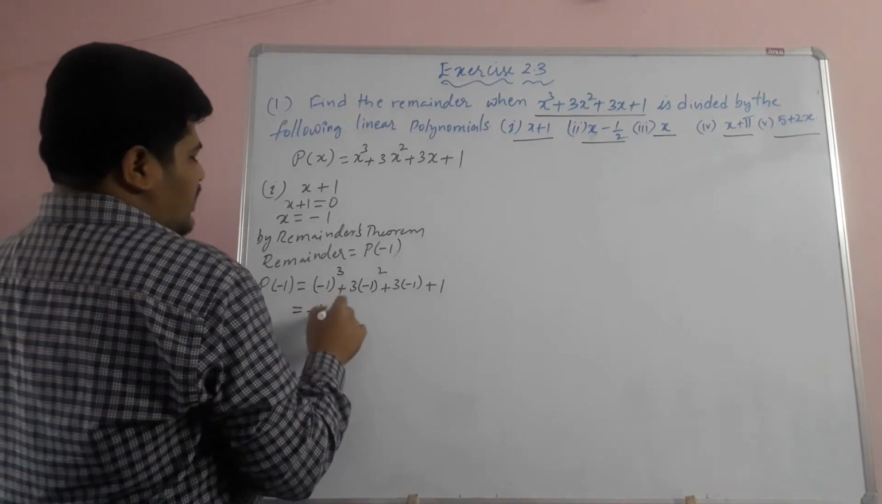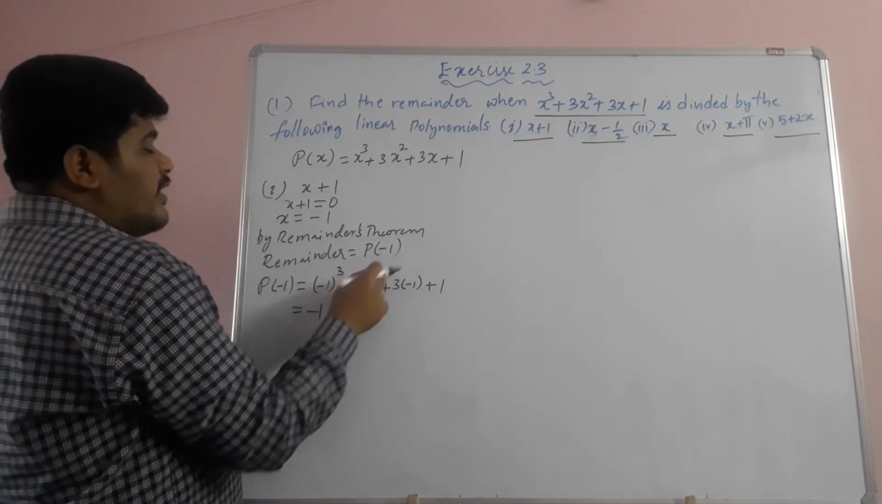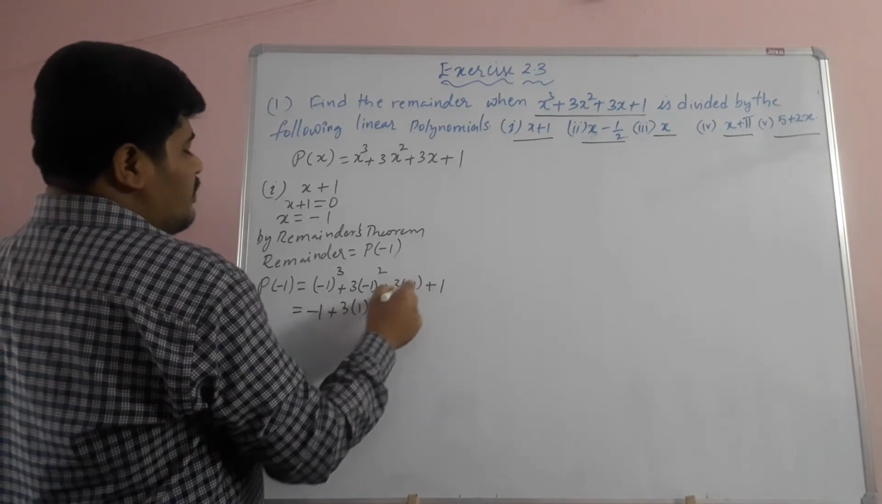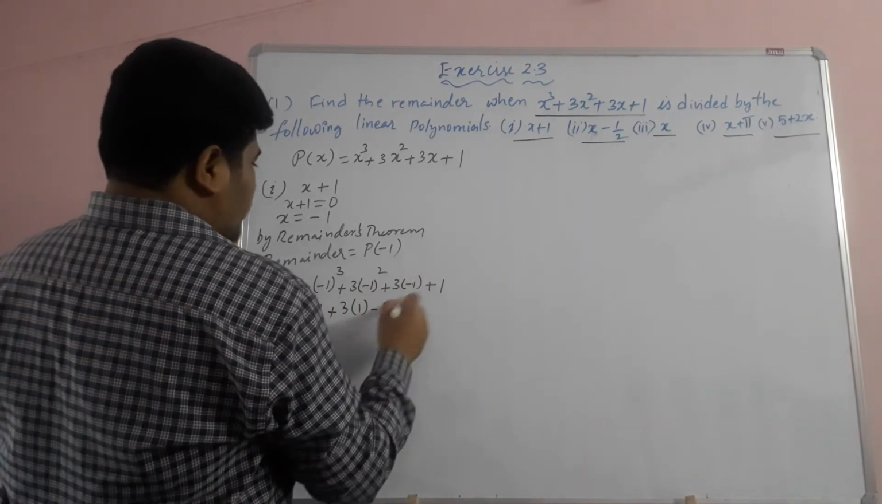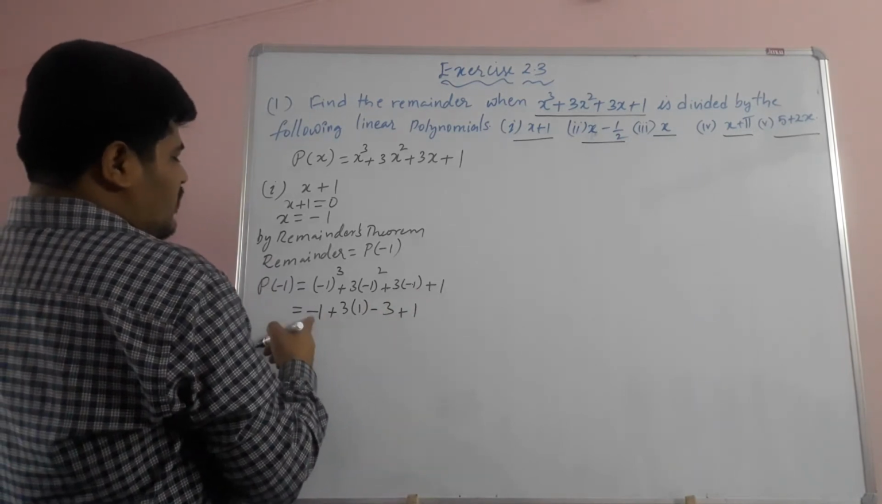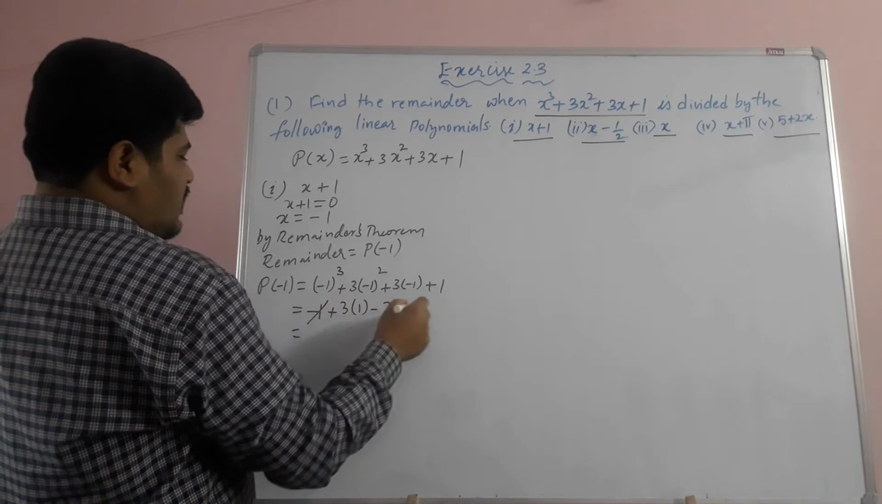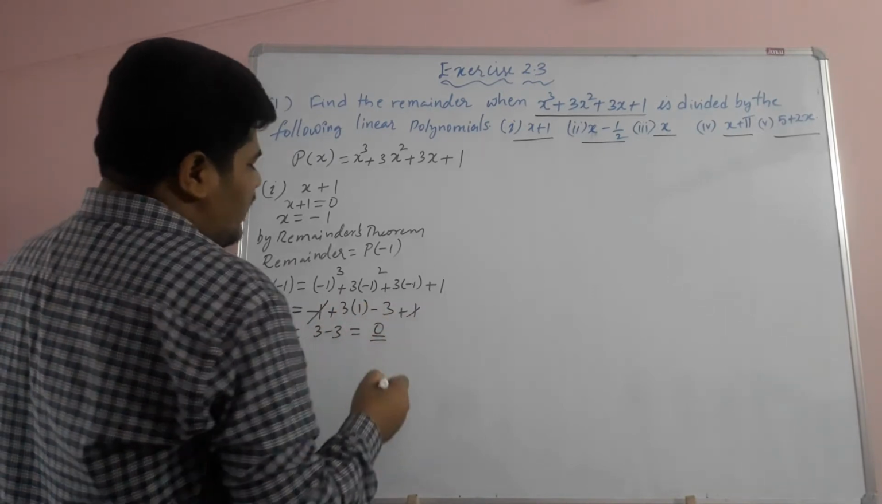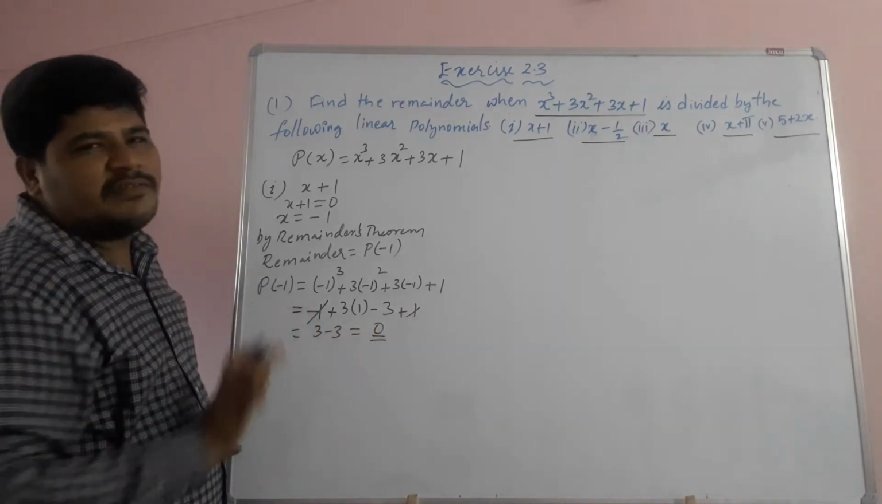So plus 3 into minus 1 square. Minus 1 square is plus 1. So 3 into plus 1 is plus 3, and 3 into minus 1 is minus 3, plus 1. Okay, so children, minus 1 is here, plus 1 is here, they cancel. And 3 ones are 3, 3 minus 3 is also 0. So our final result is 0. Here the remainder is 0, children.